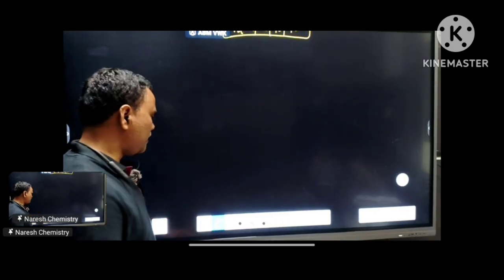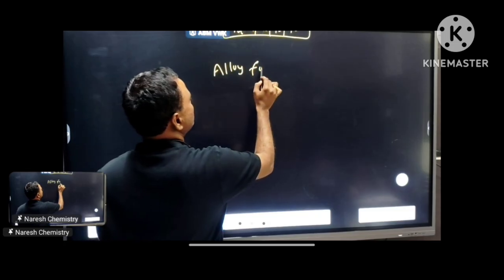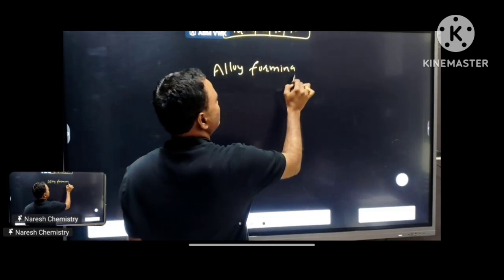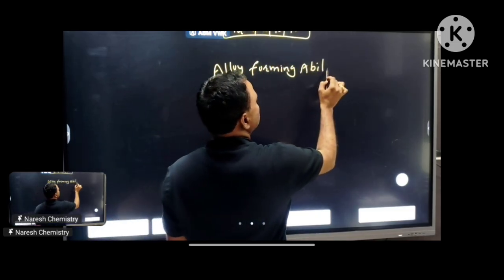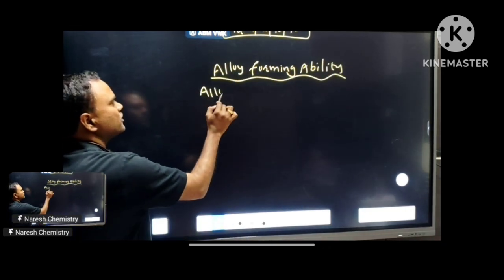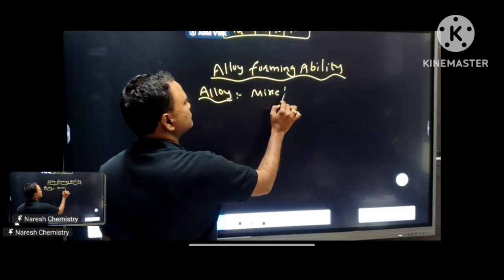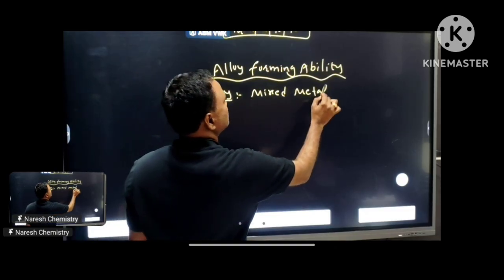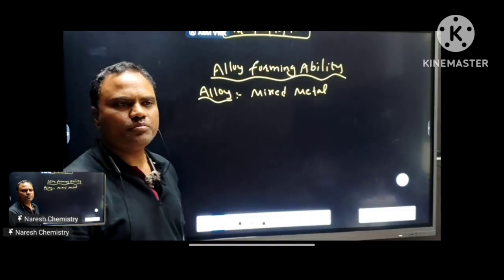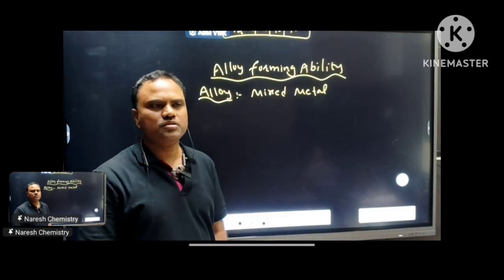Next, alloy forming ability. What are alloys? An alloy is a mixed metal. You know steel glasses, steel plates. That is just an example for alloys. Brass, bronze.